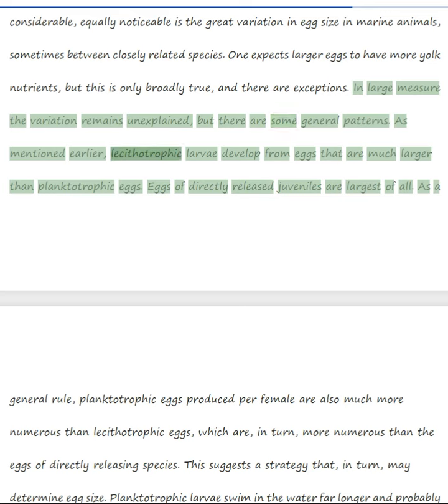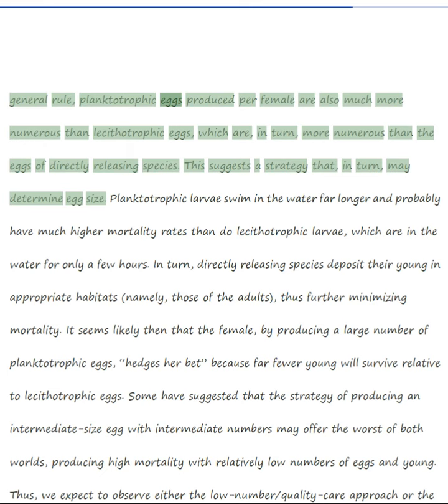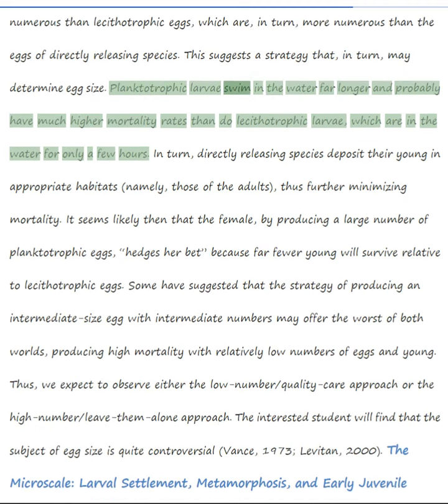As mentioned earlier, lecithotrophic larvae develop from eggs that are much larger than planktotrophic eggs. Eggs of directly developing juveniles are largest of all. As a general rule, planktotrophic eggs produced per female are also much more numerous than lecithotrophic eggs, which are, in turn, more numerous than the eggs of directly developing species. This suggests a strategy that, in turn, may determine egg size. Planktotrophic larvae swim in the water far longer and probably have much higher mortality rates than do lecithotrophic larvae, which are in the water for only a few hours.